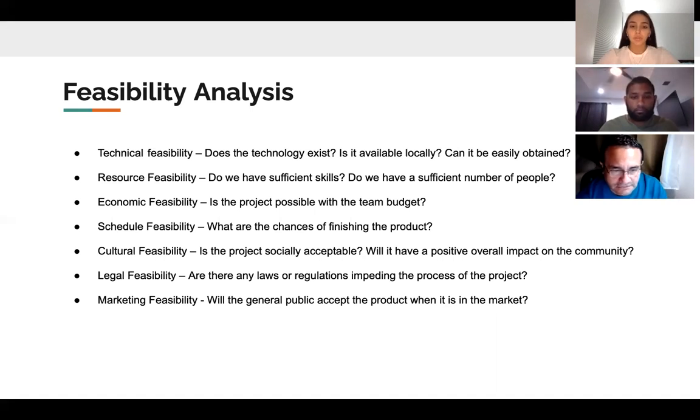Also, we have legal feasibility, which is, are there any laws being broken or any potential crimes that could be done because of the project? And then we have marketing feasibility, which is, will the general public accept the product once it hits the market?